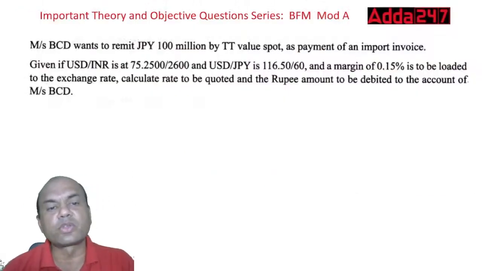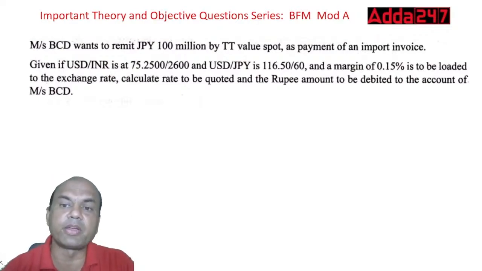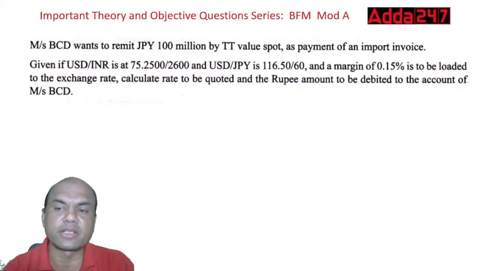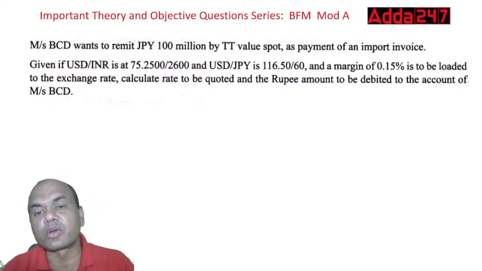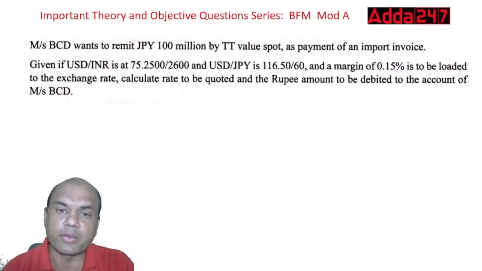Messrs. BCD wants to remit JPY 100 million by TT value spot as payment of an import invoice. Given USD INR rates are 75.2500, 2600 and USD JPY rate as 116.5060, margin of 0.15% is to be loaded on the exchange rate. Calculate the rate to be quoted and the rupee amount to be debited to the account of Messrs. BCD. Now understand the problem correctly.